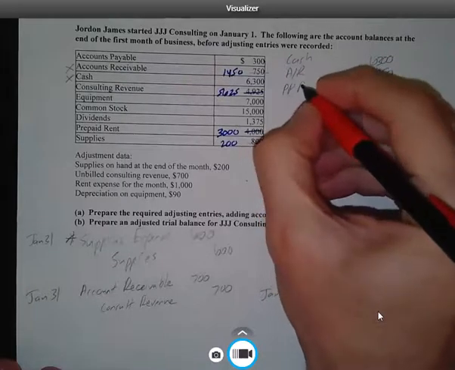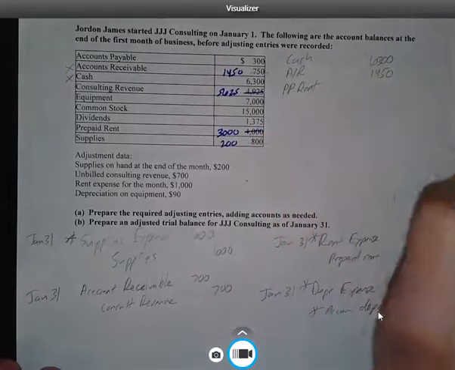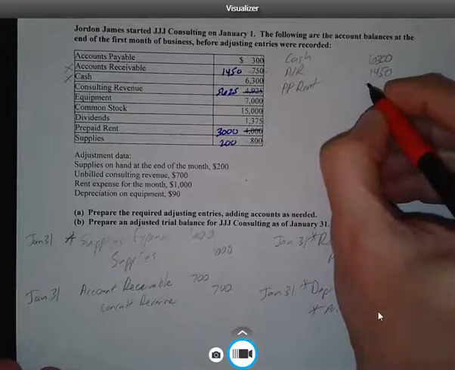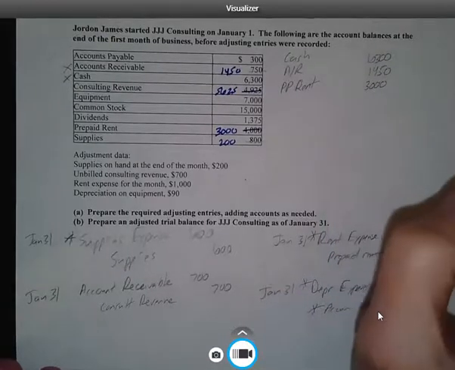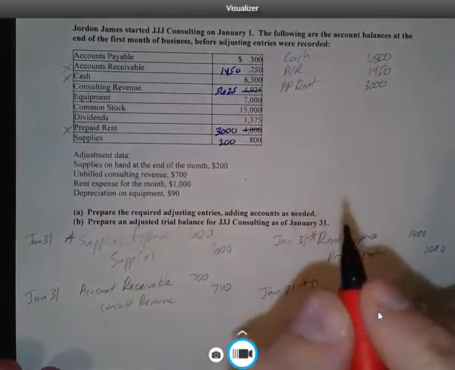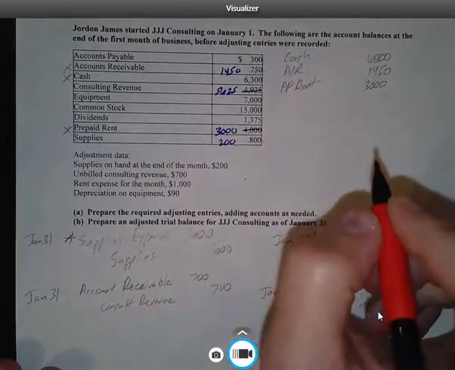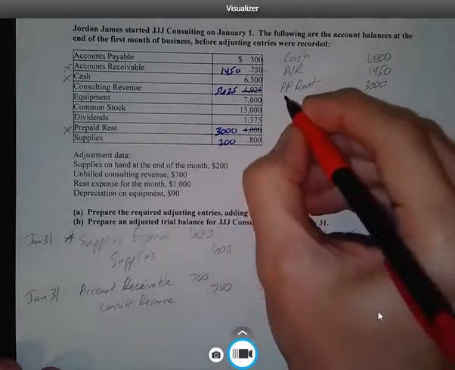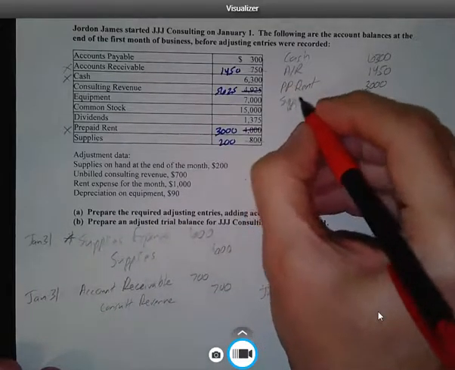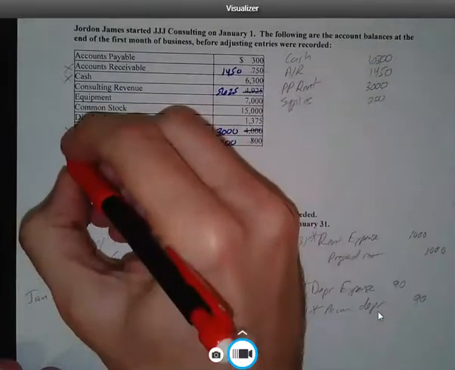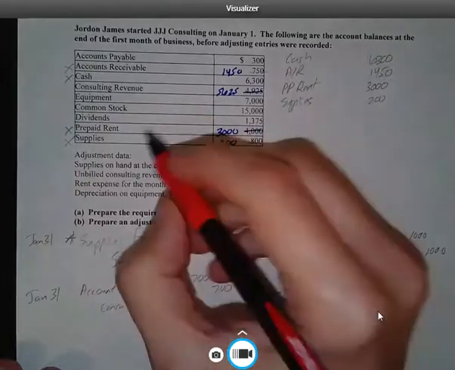Prepaid rent. And if I miss anything and I get these out of order, I'm probably just going to tell you and move on because I haven't really looked at this too carefully. Okay. Yeah, probably should have put supplies before that, but that's okay. Supplies, 200. Mark that off. What else do we have?